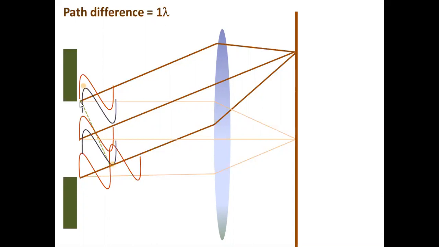For every point on the upper half of the slit, there is a point on the lower half of the slit which will send secondary waves that cancel each other with a path difference of lambda by 2. And this point will be a dark fringe. So if the path difference between the secondary waves starting from the top of the slit and the bottom of the slit is 1 lambda, this will be a dark fringe.